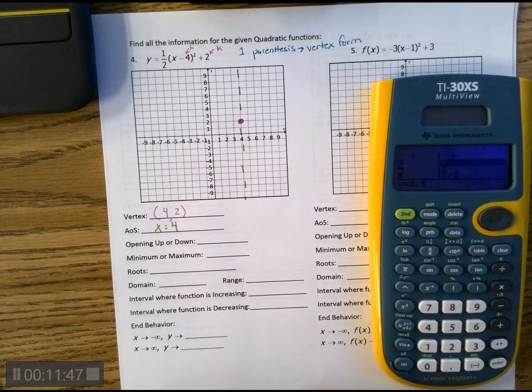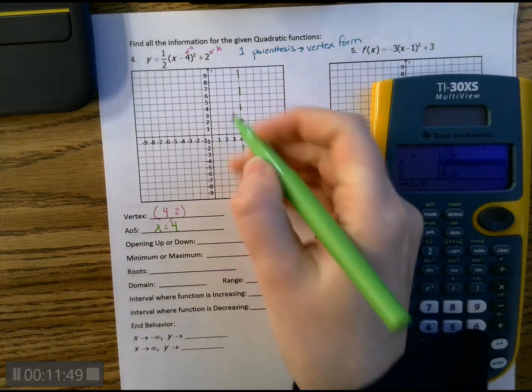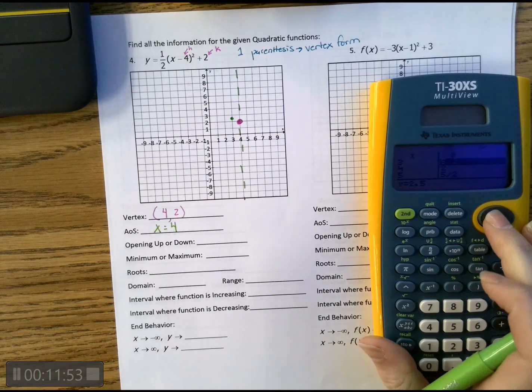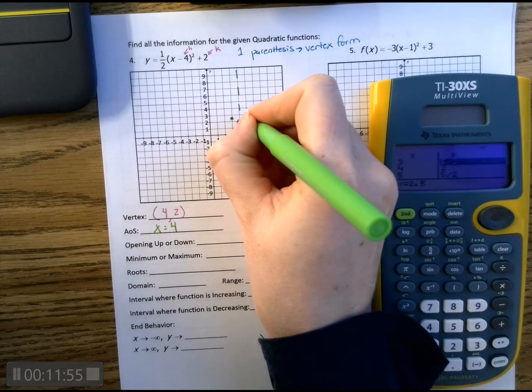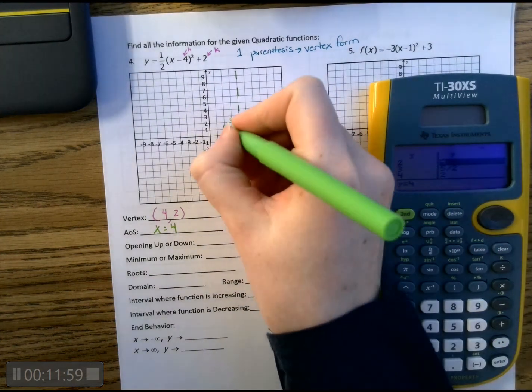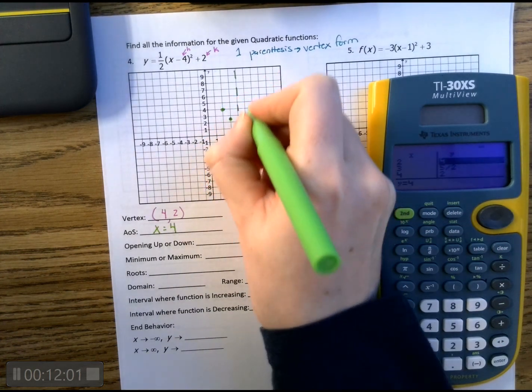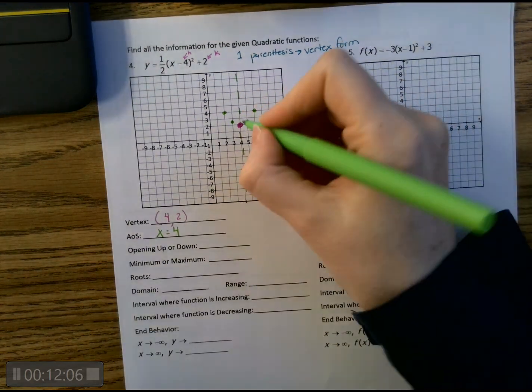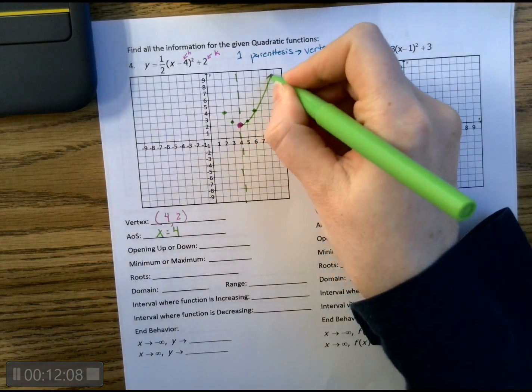So we have 3, 2.5. So 3 and then 2.5 is about right here. And then we also have 5, 2.5. And then we have 2, 4, which means that we're going to have 6, 4. And then we have our points, so we can make our graph.